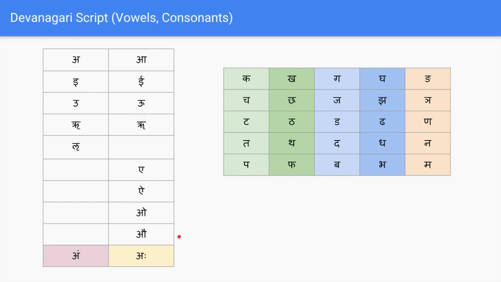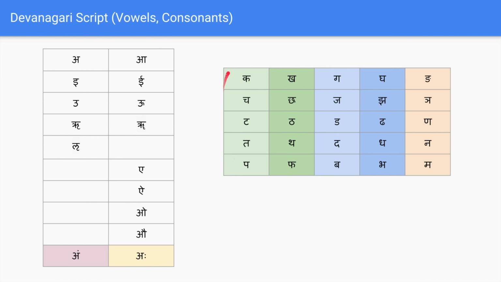Whatever we have seen till now is the vowels, and whatever we are going to see now is consonants. The consonants shown in the table are categorized by rows. There you can find 5 rows, and each row is identified with the first letter of that row, like ka series, cha series, ta series, ta series, pa series. So the first letters are ka, cha, ta, ta, pa.